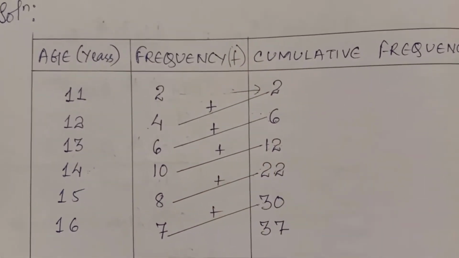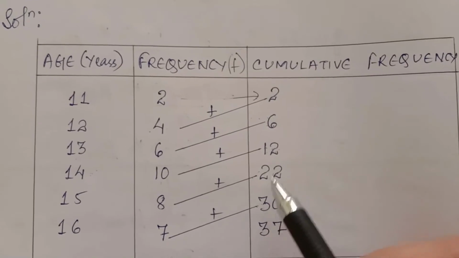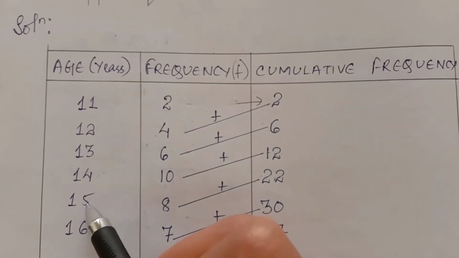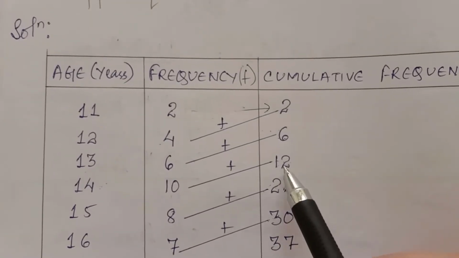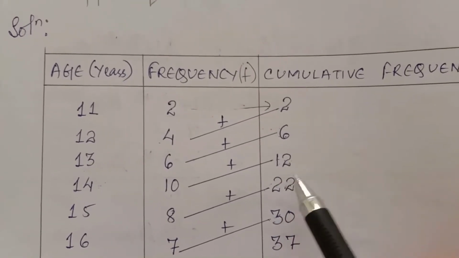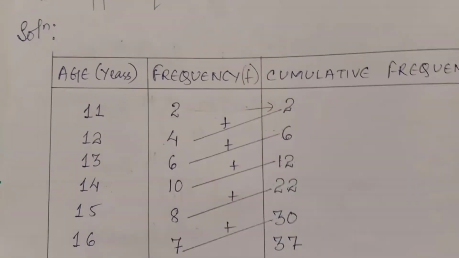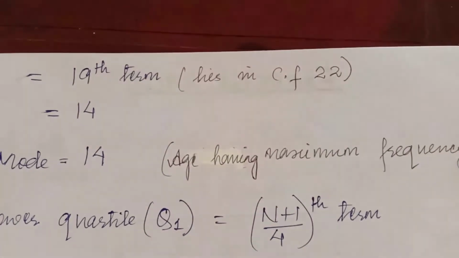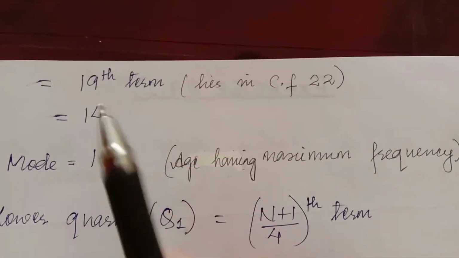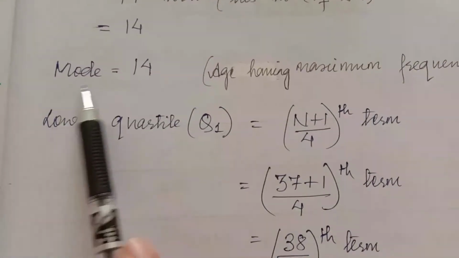Suppose you get 28, then it lies between 22 and 30, and your answer will be 15. Here our median is the 19th term. The 19th term lies between 12 and 22, but we take the greater number, 22. So the answer is 14, because the 19th term lies in the cumulative frequency 22. Now let's find the lower quartile and upper quartile, then I will teach you what mode is.